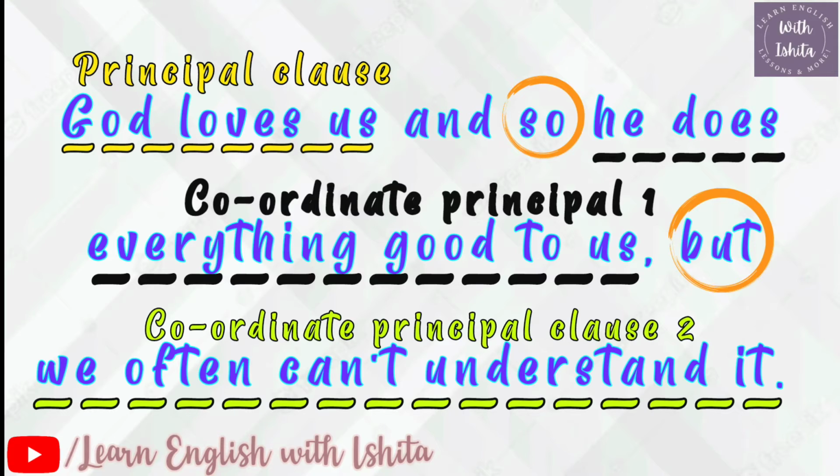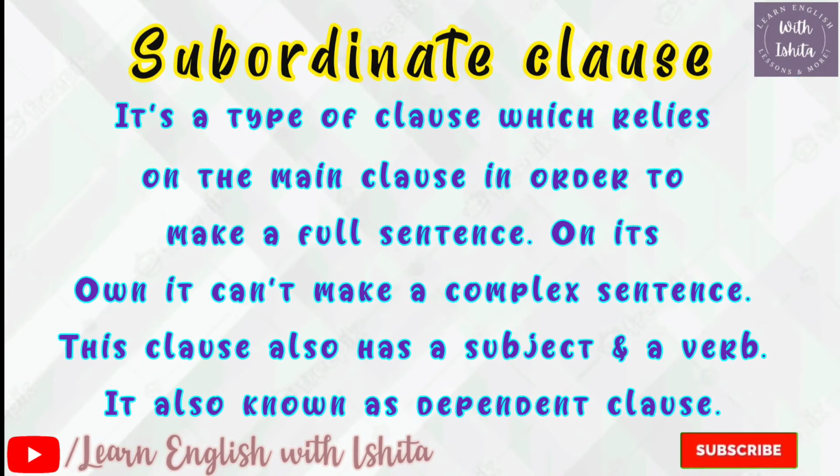Now let's talk about the subordinate clause. The subordinate clause is a type of clause which relies on the main clause in order to form a full sentence. On its own, a subordinate clause cannot make a complete sentence. This type of clause has a verb and subject just like any other clause does. It is also known as a dependent clause, and it is used to add more information to a sentence.